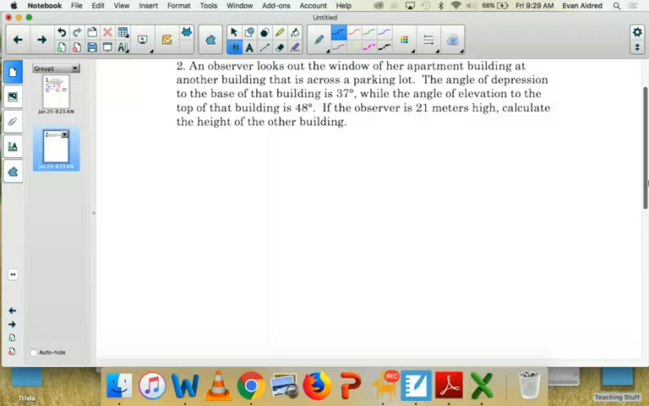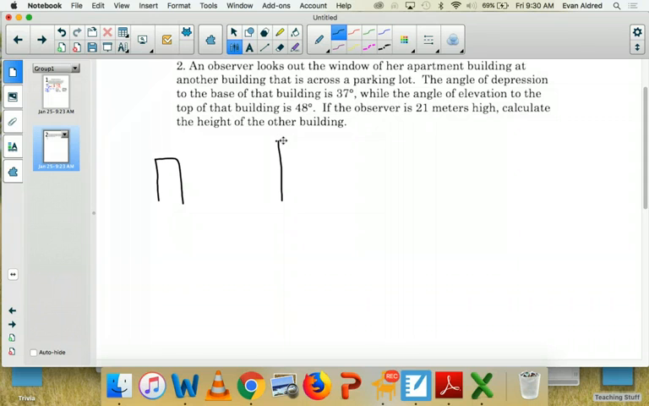An observer looks out the window of her apartment building at another building across a parking lot. The angle of depression to the base of that building is 37 degrees, while the angle of elevation to the top of that building is 48 degrees. If the observer is 21 meters high, calculate the height of the other building.